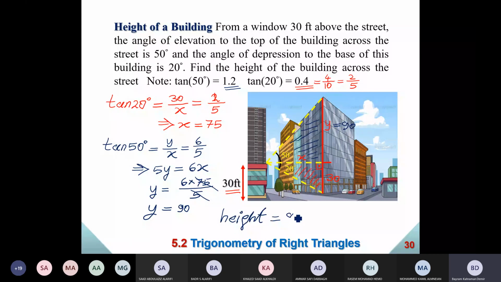90 plus 30, which is equal to 120 meter, feet, whatever. The number is 120.